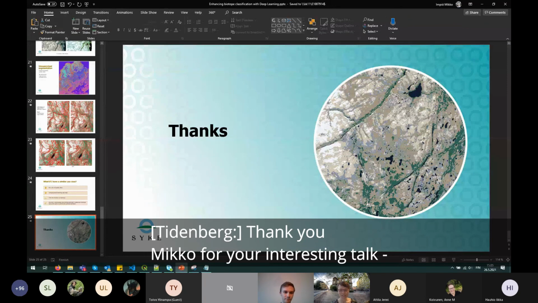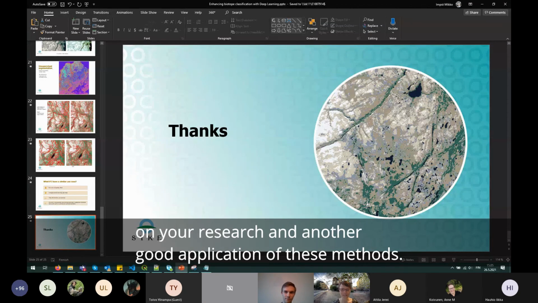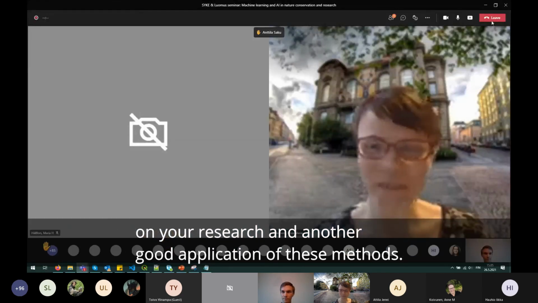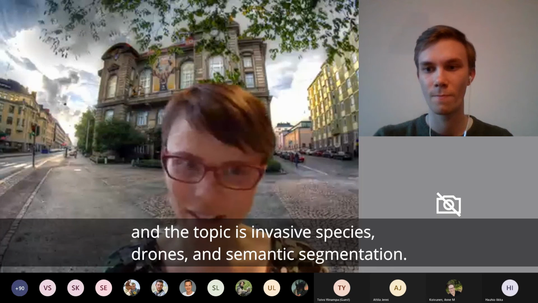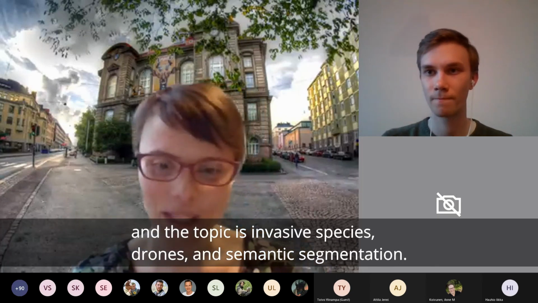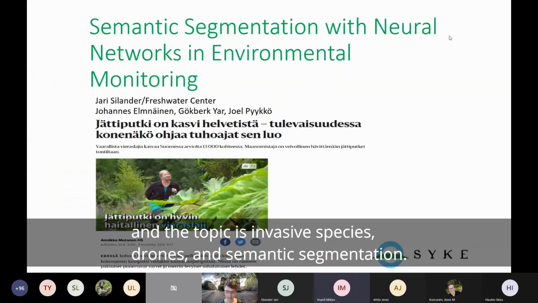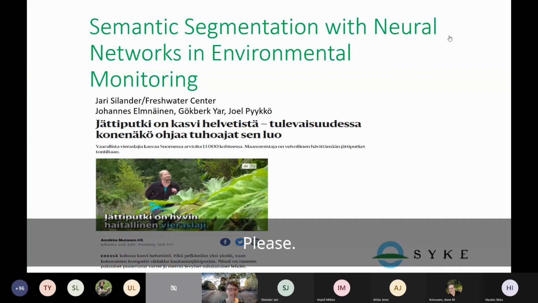Thank you, Mikko, for your interesting talk on your research and yet another good application of these methods. Our next speaker is Jari Silander, and the topic is invasive species, drones, and semantic segmentation. Please.